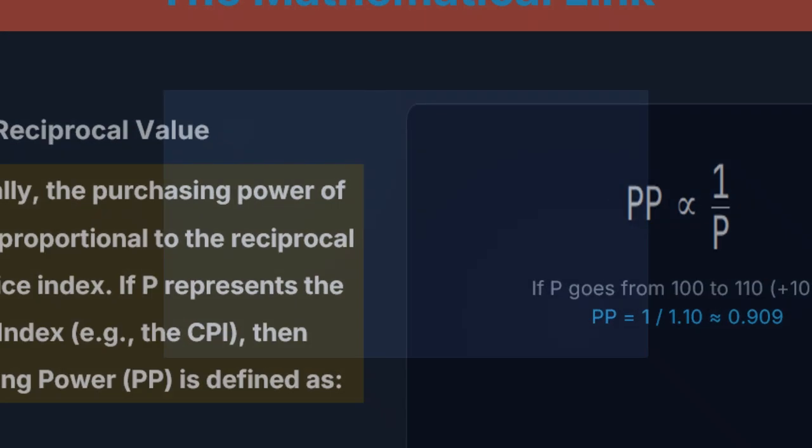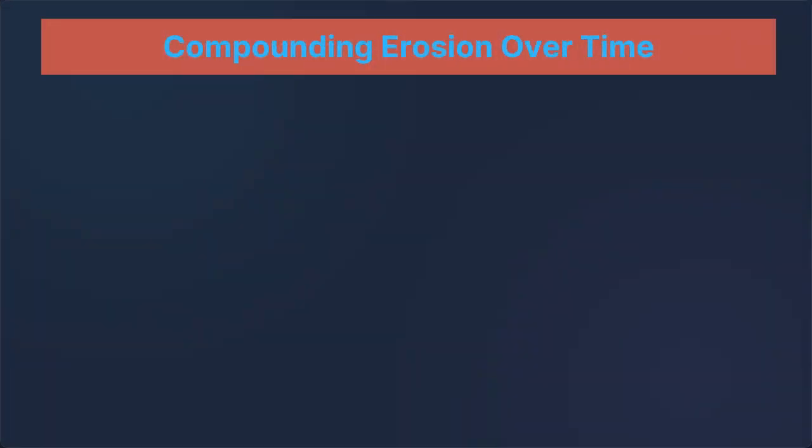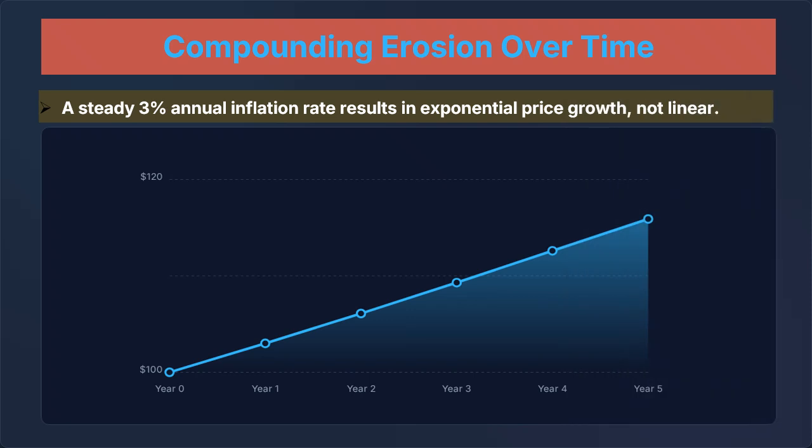Compounding erosion over time. The danger of inflation lies in its compounding nature. As this area chart demonstrates, inflation is not linear. Even a stable inflation rate of 3% creates an exponential curve in prices over time. A basket costing $100 today doesn't just cost $3 more every year. The cost grows on top of the previous year's increase, accelerating the loss of value over a 5 or 10-year horizon.